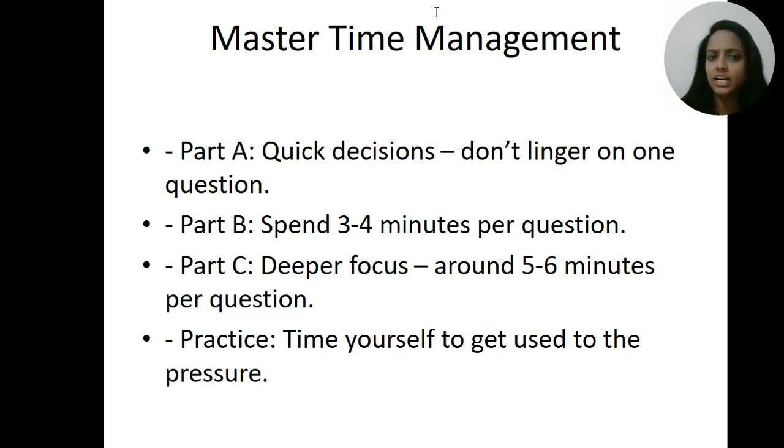Move on if you're stuck. Then you can come back to it later. So practice timing yourself during mock exams to get a good feel for this. So it's just the time details given here.